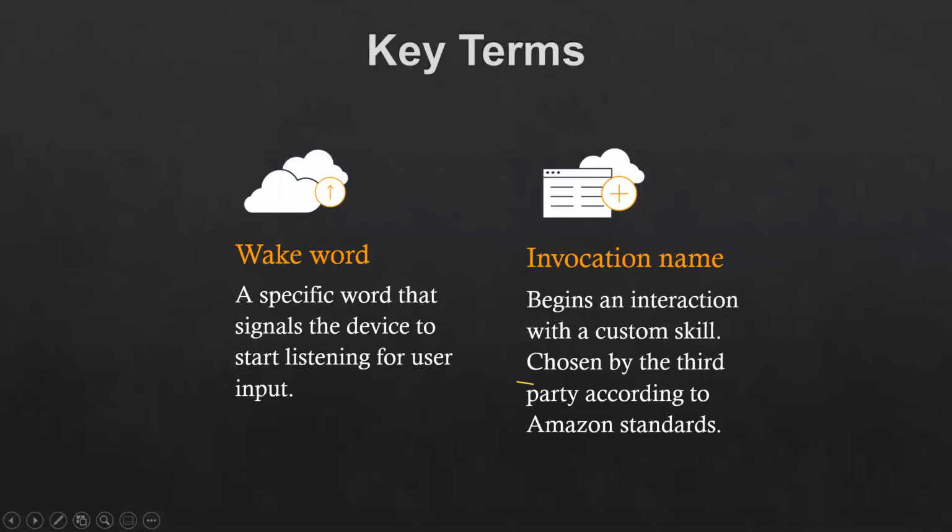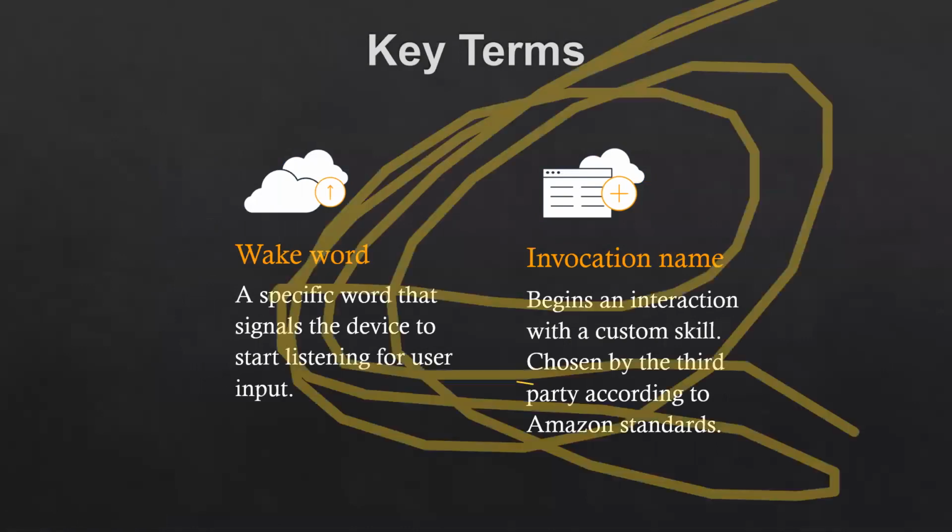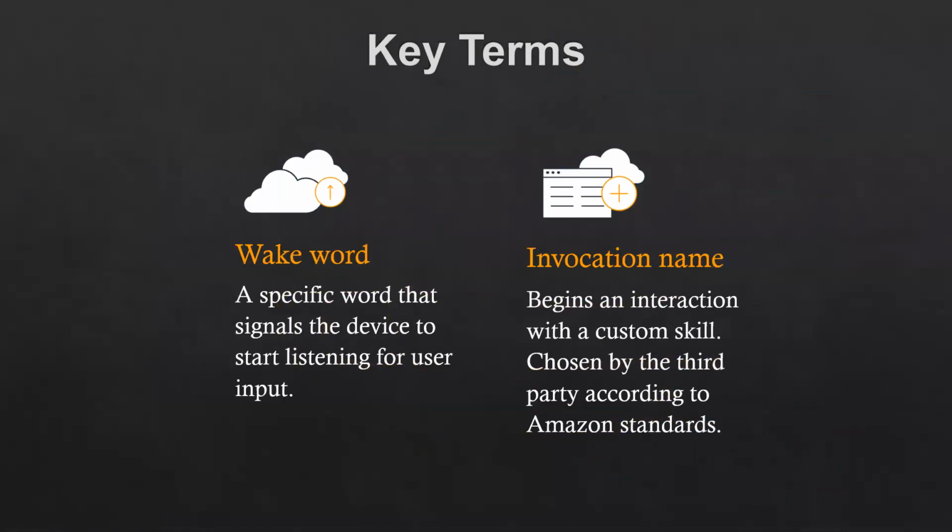The first is the wake word. The wake word is a word that signals the device to start listening for user input. For most devices, the wake word is Alexa. However, the other options are Amazon, computer, and Echo.